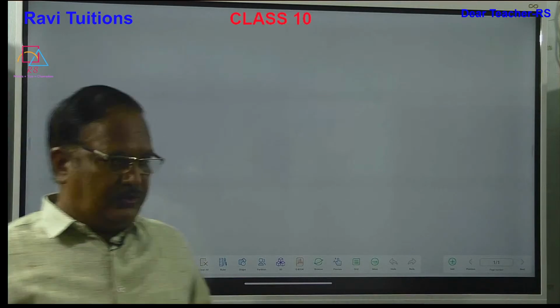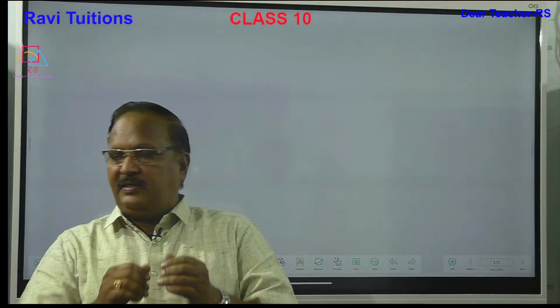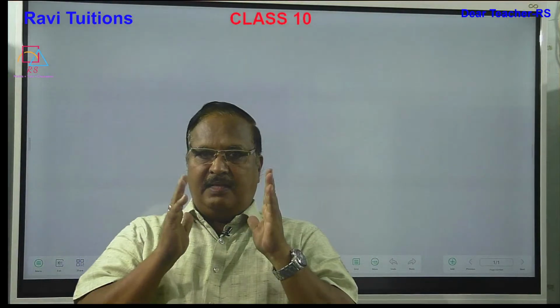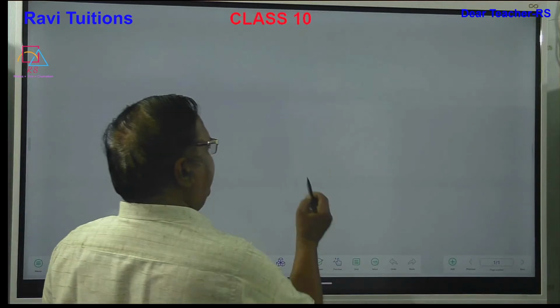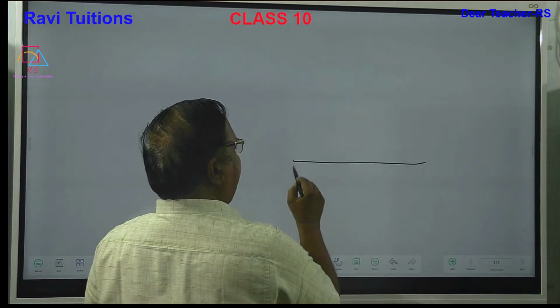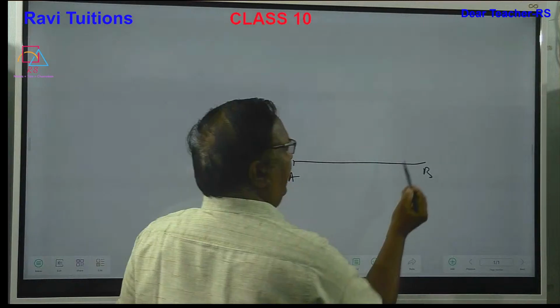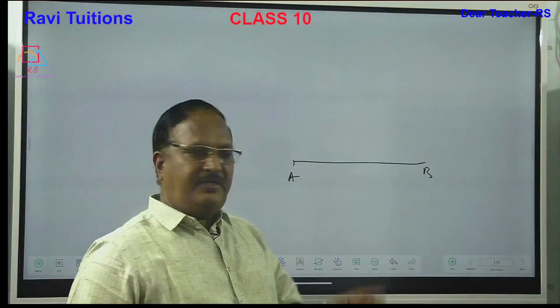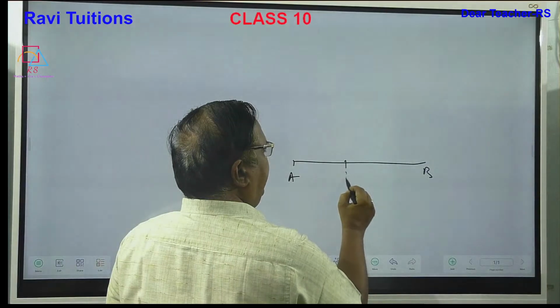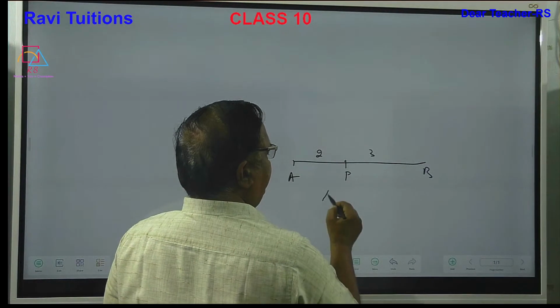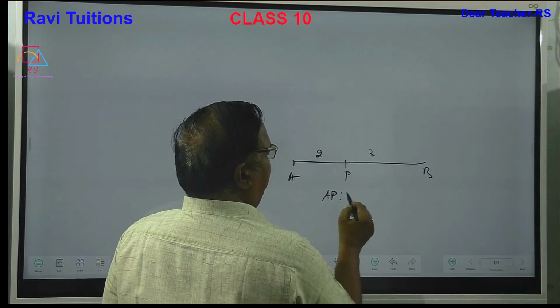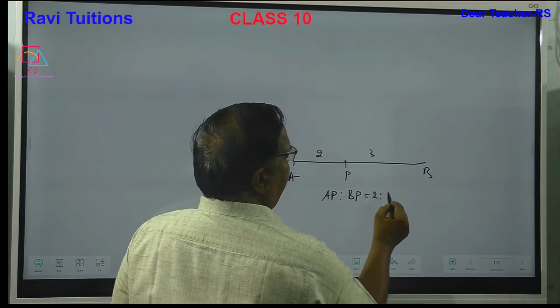So, you have to divide a line into a given ratio. For example, you take a line, let us say AB, and you have to find a point P in such a way that AP is to BP is equal to 2:3.